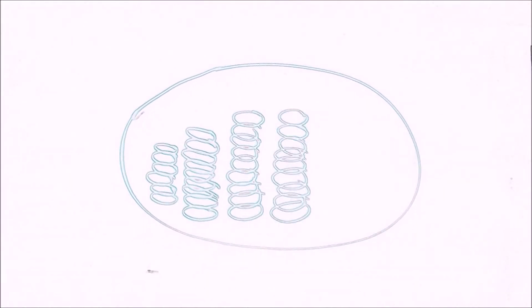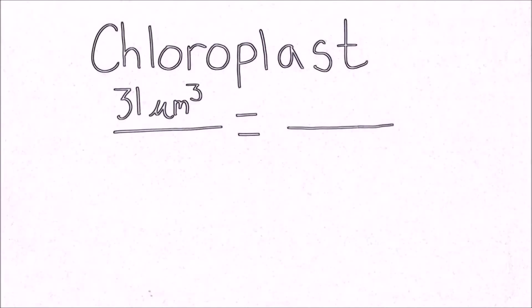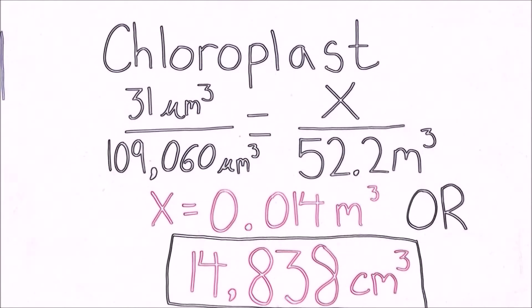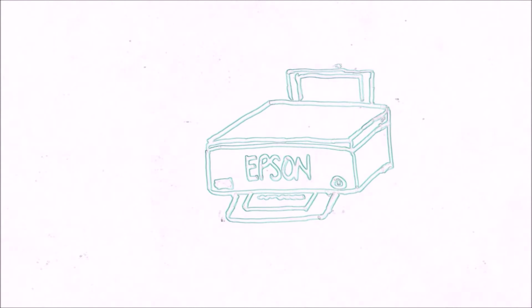In plant cells, there are between 13 and 39 chloroplasts, each roughly 31 cubic micrometers. In a dorm room, the chloroplast would be around 15,000 cubic centimeters, the size of a printer.